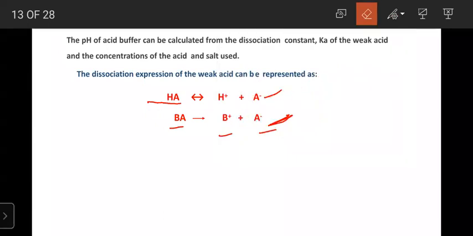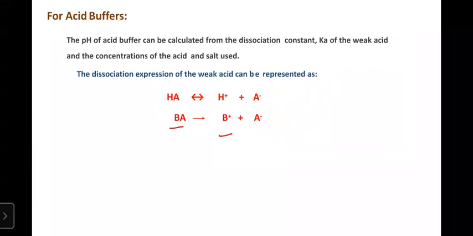We just take the dissociation constant with respect to these two reactions. As you know, the dissociation constant Ka is equal to the concentration of product over the concentration of the reactant. Here the products are H plus and A minus, divided by the concentration of the weak acid, HA.